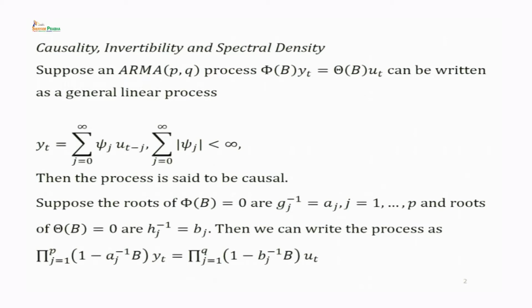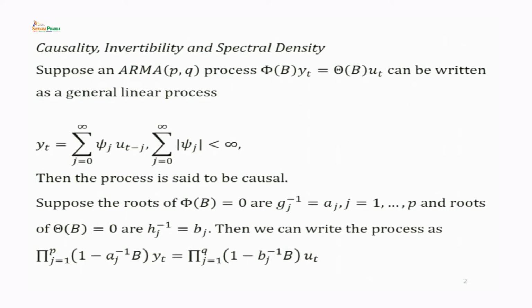Before that, I will present a result which discusses how important the invertibility property is. If the condition of invertibility is not satisfied, then it may lead to the same spectral density for two or more than two processes. So, first we consider the role of invertibility in identifying the spectral density. If the invertibility condition is not satisfied, then it may happen that two or more processes have the same spectral density.